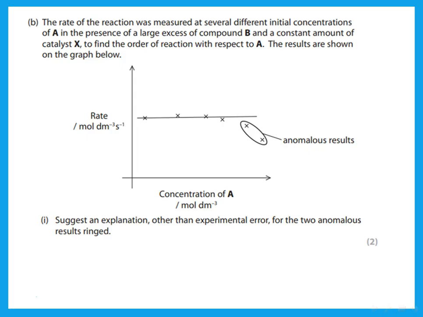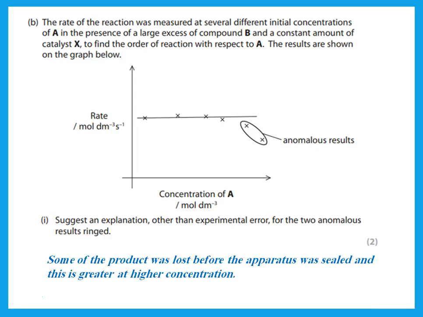The results are shown. So, give an explanation, other than experimental error, for the two anomalous results. You can see that the anomalous results are the ones at high concentration. So why do you think the rate is much less than it should be? Well, maybe some of the product was lost before the apparatus was sealed. This would cause a greater error when we have a higher concentration of reactants.